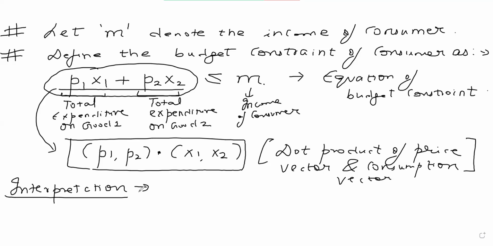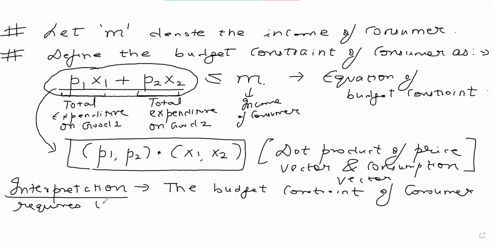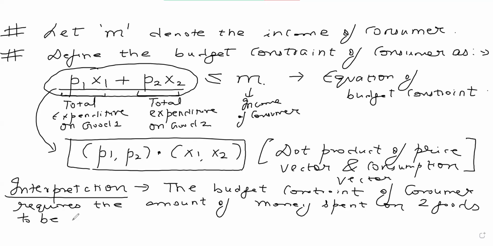The students can write that the budget constraint of the consumer requires the amount of money spent on two goods to be no more than the total income. No more than the total income of the consumer. That means the budget constraint captures affordability. The consumer cannot spend more than his or her income.